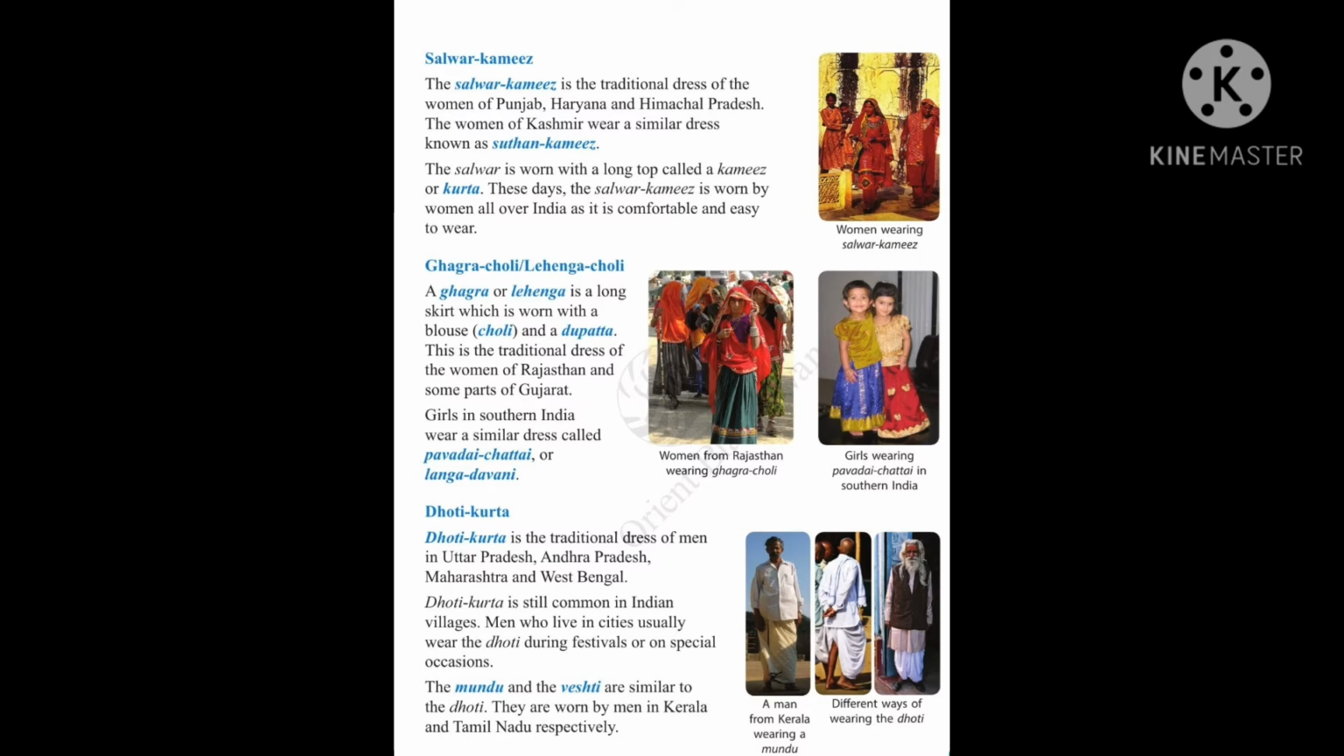Next is dhoti kurta. Dhoti kurta is the traditional dress of men in Uttar Pradesh, Andhra Pradesh, Maharashtra and West Bengal. Dhoti kurta is still common in Indian villages. Men who live in cities usually wear the dhoti during festivals or on special occasions. The mund and the veshti are similar to the dhoti. They are worn by men in Kerala and Tamil Nadu respectively.